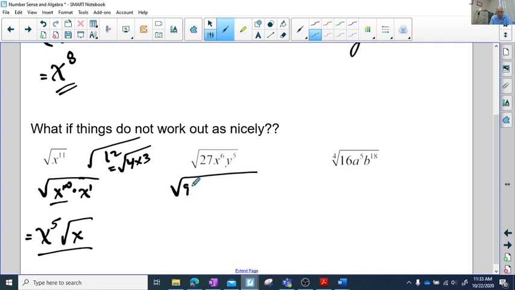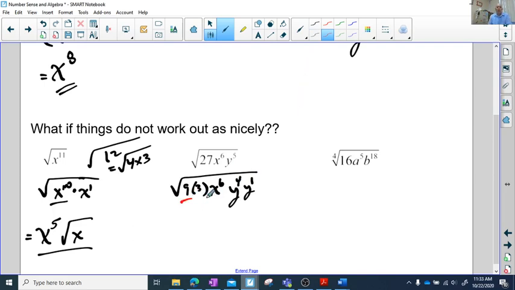So 27 is 9 times 3. X to the 6th, I can already take half of it. Leave it like it is then. Y to the 5th, I cannot take half of that, so I'm going to split it apart into y to the 4th multiplied by y to the 1. You don't need to put the 1 there. I'm just emphasizing it so you can see that if I add those exponents, I'd still have y to the 5.